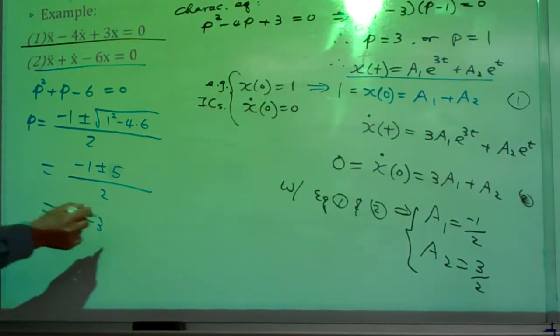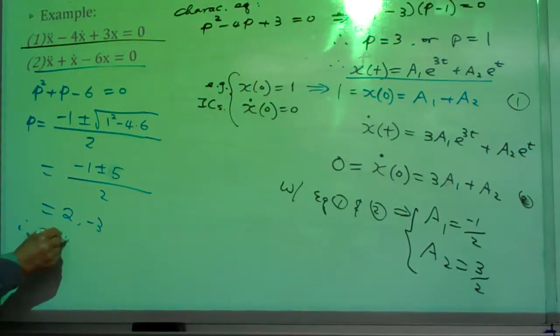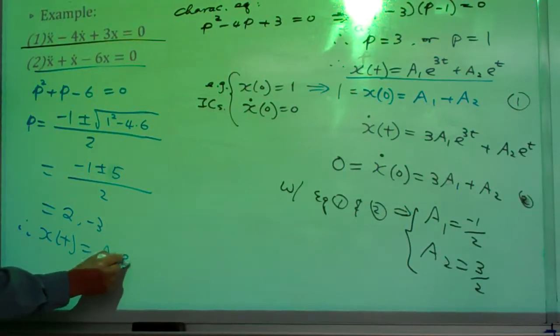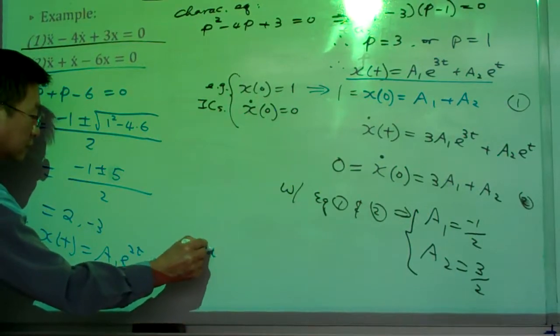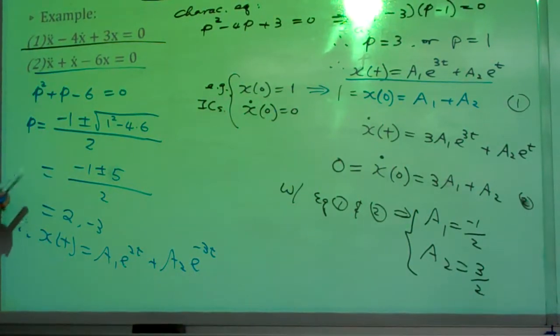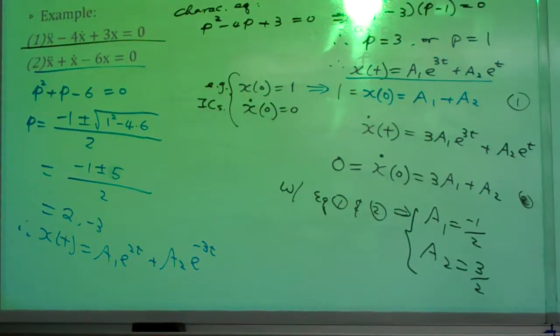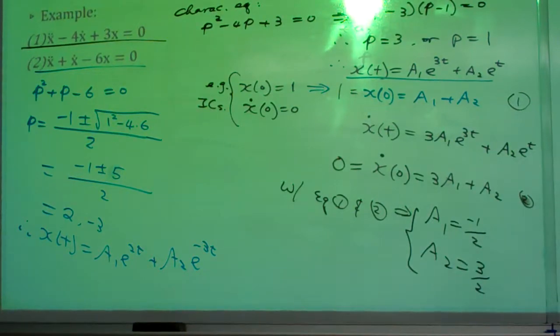So for this case, the x of t will be equal to a1 e^(2t) plus a2 e^(minus 3t). Again, a1, a2 can be solved by initial conditions if you are given that kind of thing, repeating the process. Good?